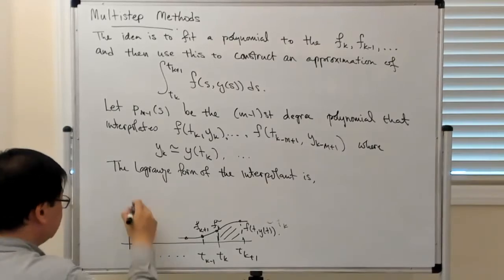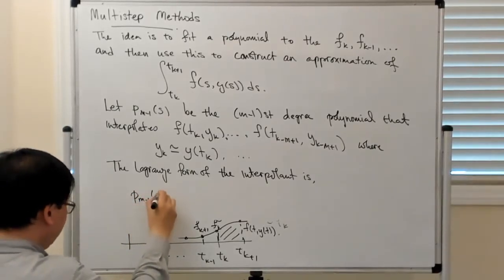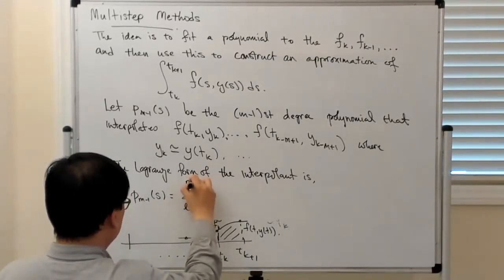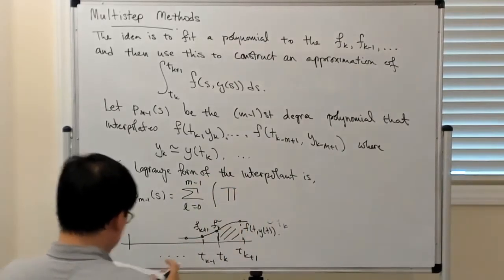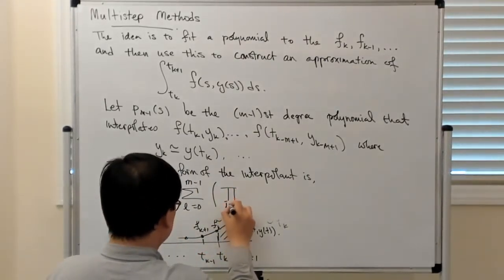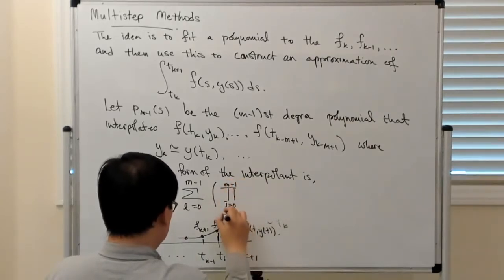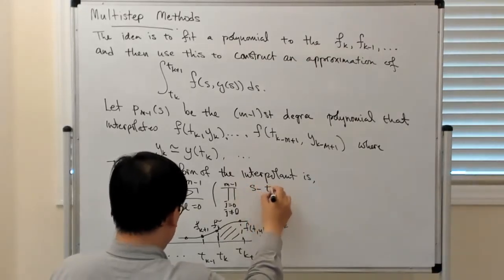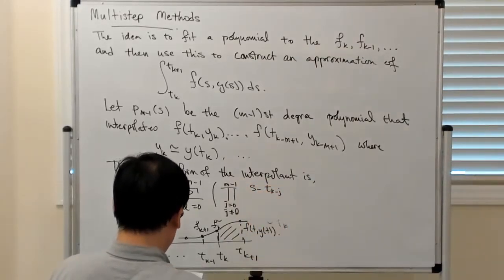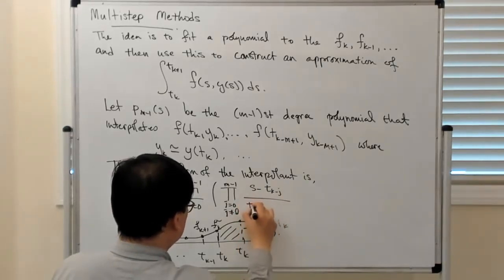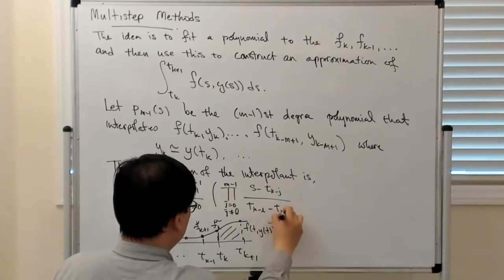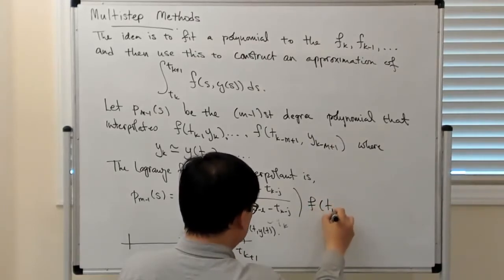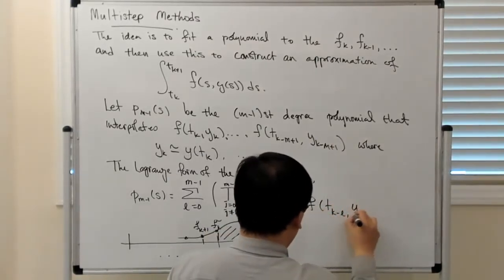Okay, sorry. So that's p_{m-1}(s), which is the sum from l equals 0 to m minus 1 of the Lagrange polynomial, right? This is the product from j equals 0 to m minus 1, j not equal to l, of s minus t_{k-j}, over t_{k-l} minus t_{k-j}. All right, and then f evaluated at t_{k-l}, y_{k-l}.